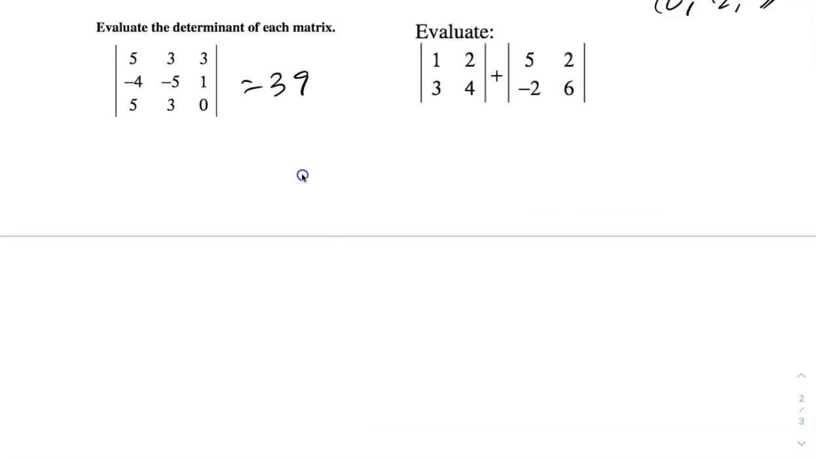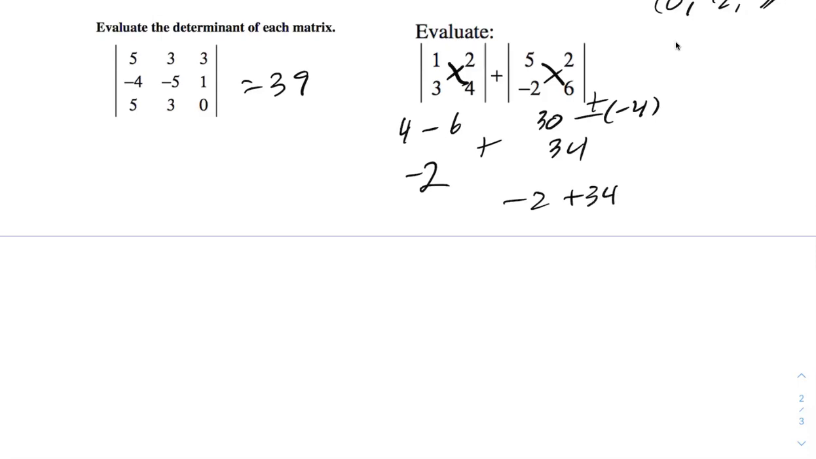There we go. And then this one, they want you to find the determinant of these two and add them up. I'm going to do it by hand because they're 2x2, so it's easy. So remember, down minus up. So it'll be 4 minus 6, which would get me -2, plus down minus up. So 30 minus -4. Double negatives make a positive, so 34. So I get -2 plus 34, which is 32. That's the worksheet.